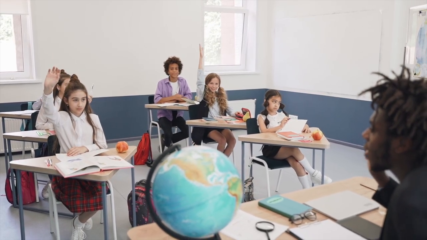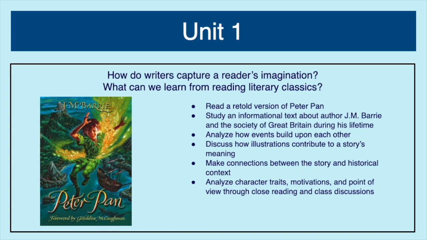In the first unit, students read a retold version of Peter Pan to explore how historical context influences the content of literary classics and to analyze how writers develop characters and engage readers. They start by reading an informational text about author J.M. Barrie and the Society of Great Britain during the time the original novel was written. Students then examine how the events in each chapter build on one another and analyze how the illustrations in the first 4 chapters contribute to the text's meaning. After reading each chapter, they make connections between the historical context and the story's content.